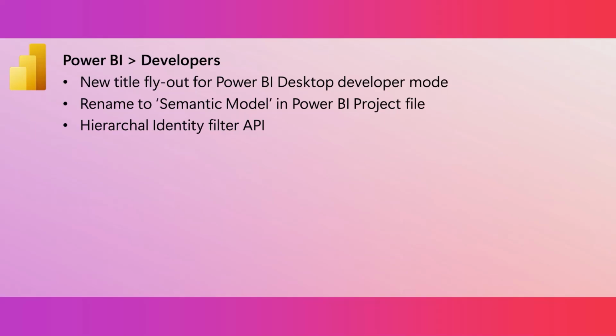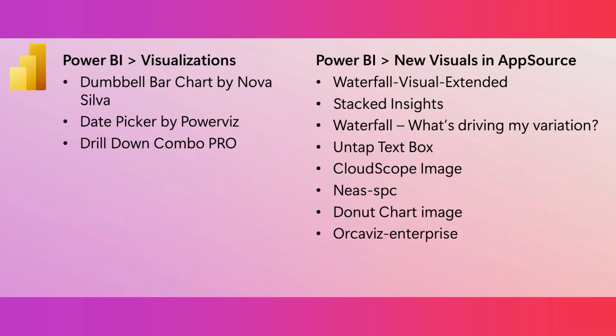This month, we've introduced a new filter API. This API lets you create a visual that can filter matrix data hierarchically based on data points. This is going to be very useful for custom visuals that leverage group-on keys and allows hierarchical filtering using identities. And as always, we have many great visualizations and new visuals in AppSource this month.